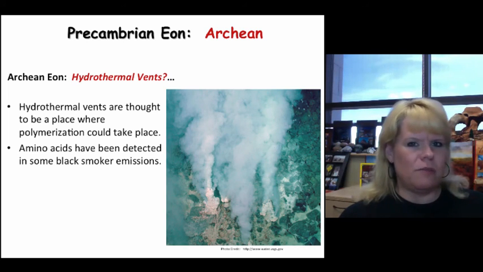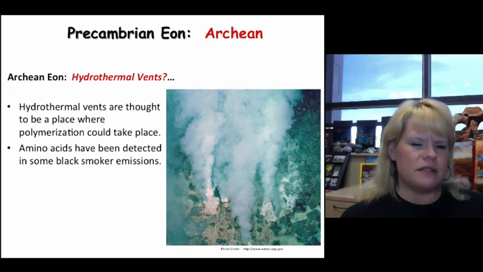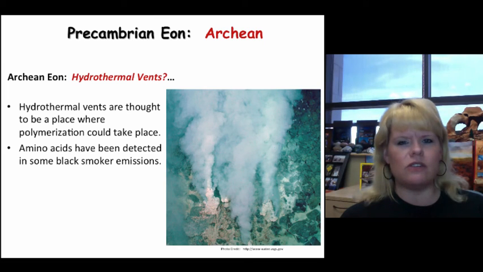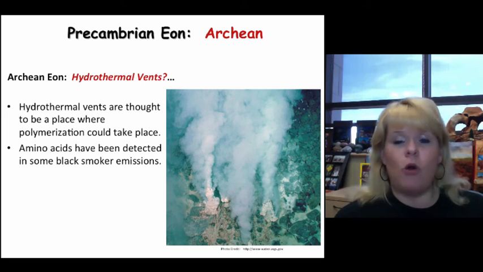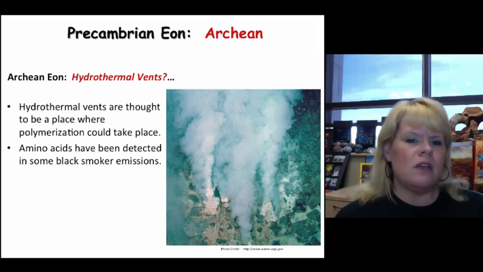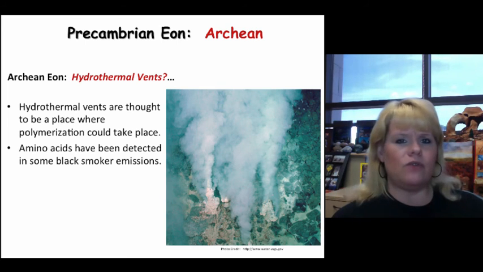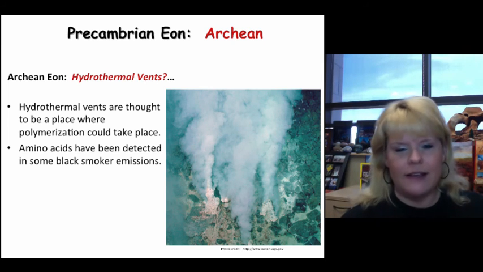One area we think this could be possible is hydrothermal vents, known as black smokers. Hydrothermal vents are thought to be places where polymerization could take place. Amino acids have been detected in some black smoker emissions. Of course, there's some controversy here that the conditions would be anything but optimal for life to originate. And then other thought processes are that they're perfect conditions for life to originate. So many scientists think that hydrothermal vents were actually the starting place for polymers to form and amino acids to start to do their thing.